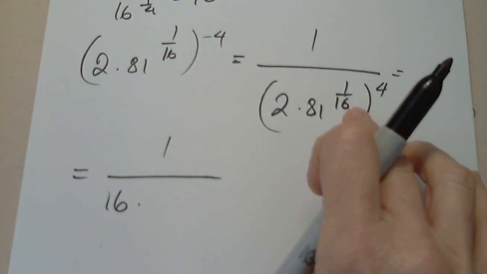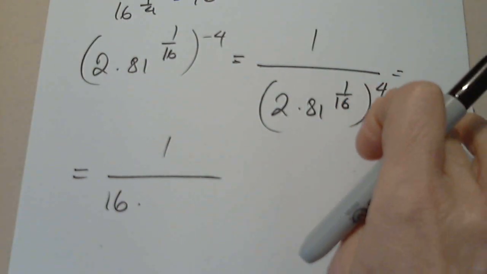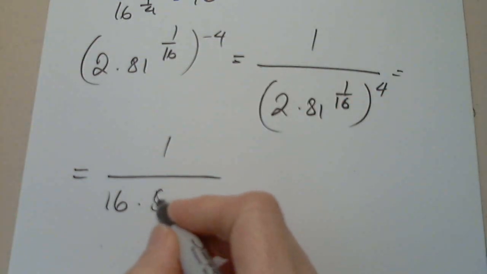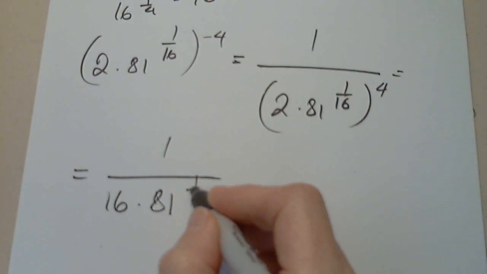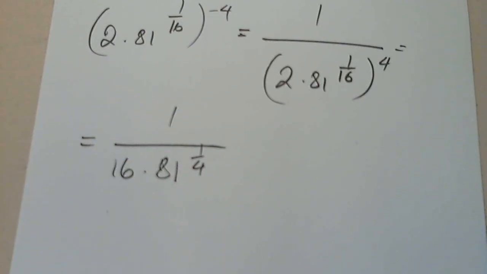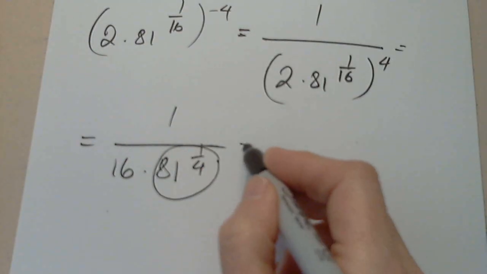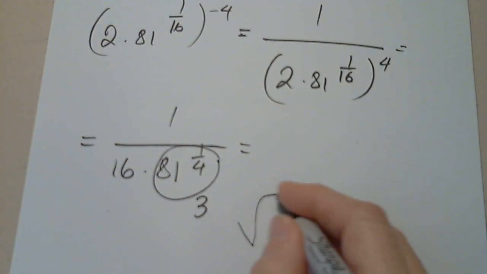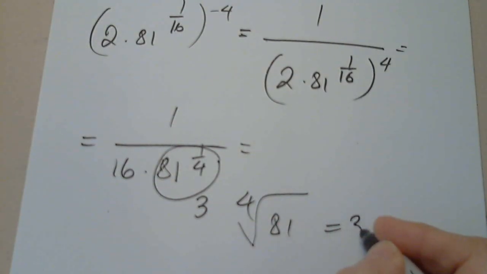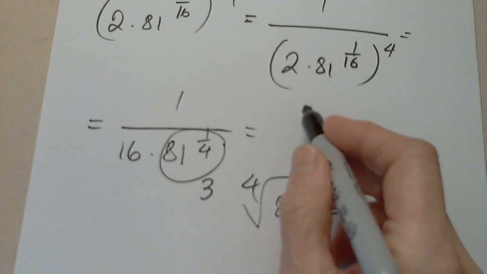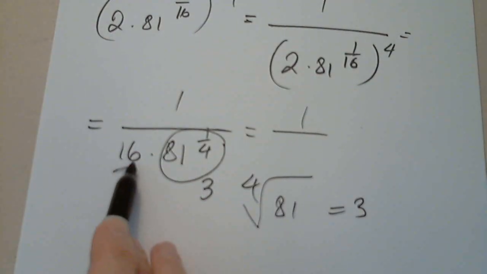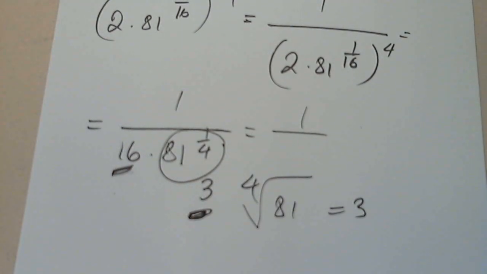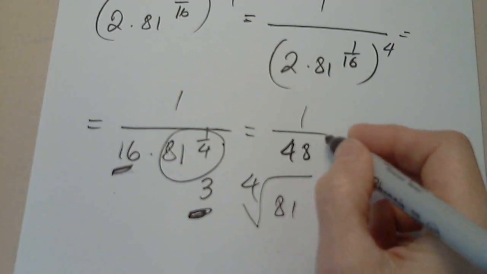81 to 1 over 16, I multiply the exponents, and I get 81 to the power 1/4. But when you take the power 1/4 on 81, you will get 3. It's the 4th root of 81, and that is 3. And all I have to do is multiply 16 by 3. I get 48, and I'm done.